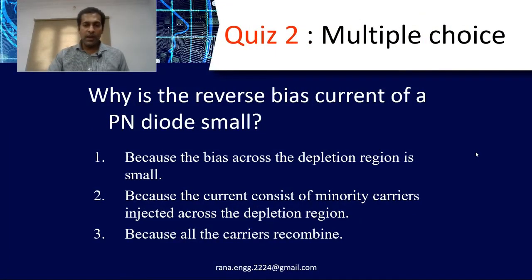Now let's have another question. Why is the reverse bias current of a PN junction diode small? The options are: because the bias across the depletion region is small, because the current consists of minority carriers injected across the depletion region, or because all the carriers recombine. So you have to put answers in the comment box. Your time starts now.